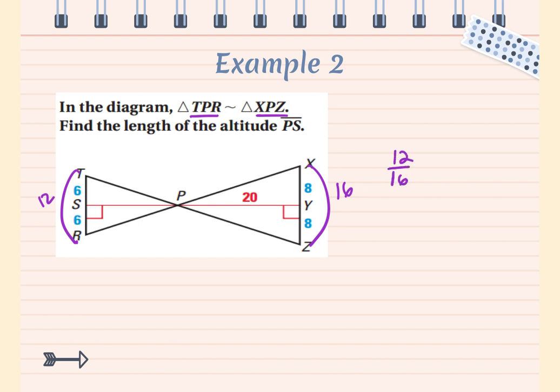12 to 16 reduces to... What goes into both 12 and 16? 4. So this is 3/4. That would be the scale factor, which would be the ratio of the perimeters, which is also the ratio of any length inside the triangle, which means the altitudes. So 3 to 4 would equal x over 20.